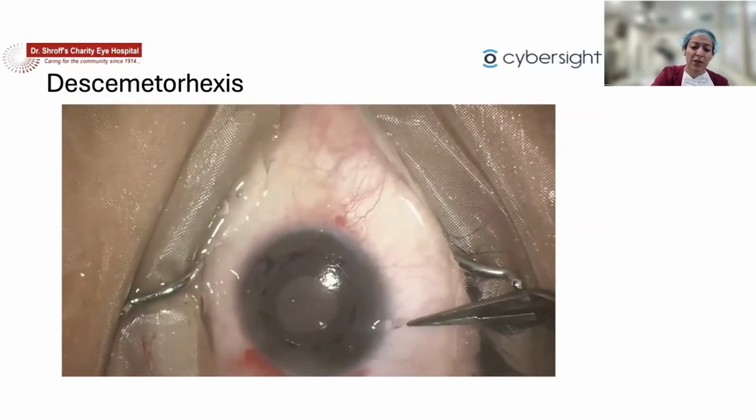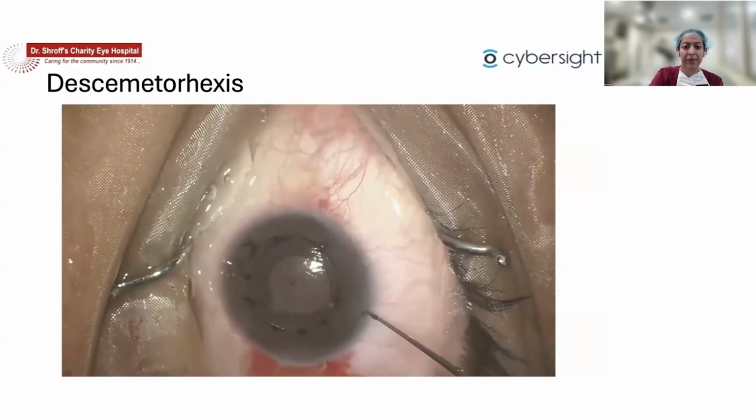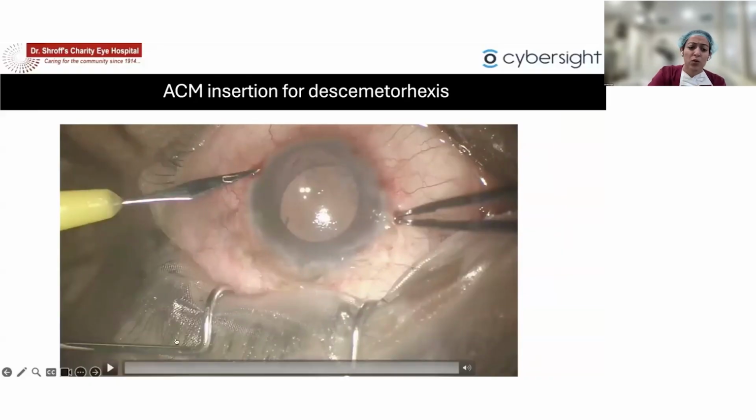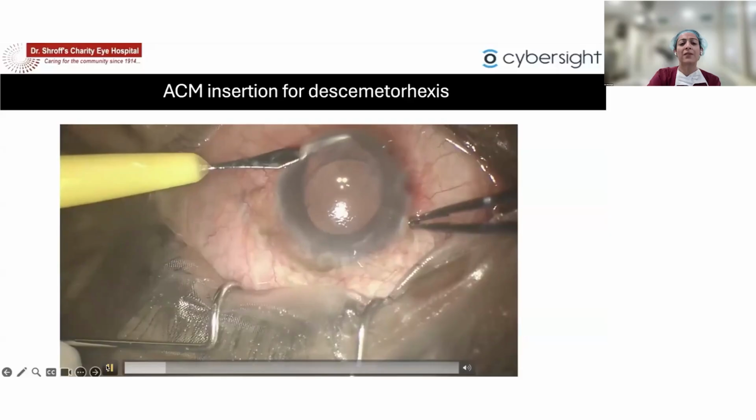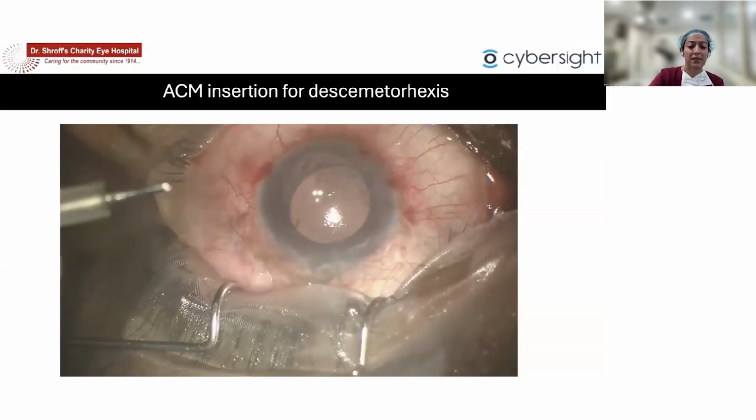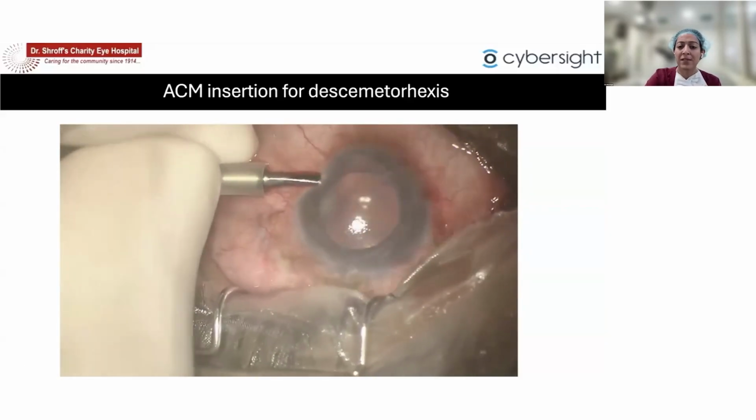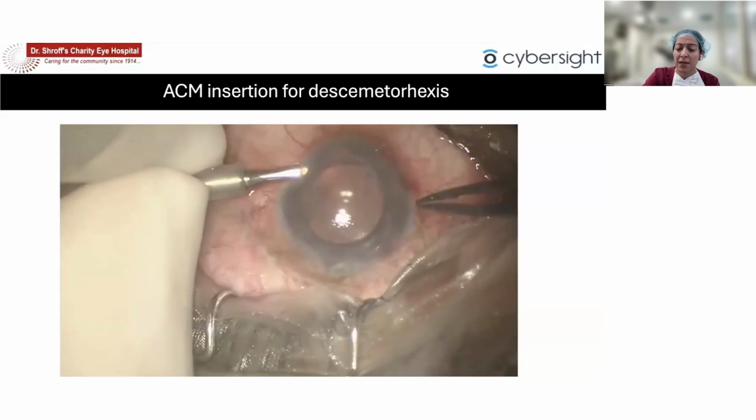Viscoelastic we would usually use if we are combining it with a cataract surgery. The alternate modality, and usually what beginners like to use, is under fluid. And for that, we like to use an anterior chamber maintainer. And this is how you make an opening with a side port blade to have the AC maintainer in the eye.